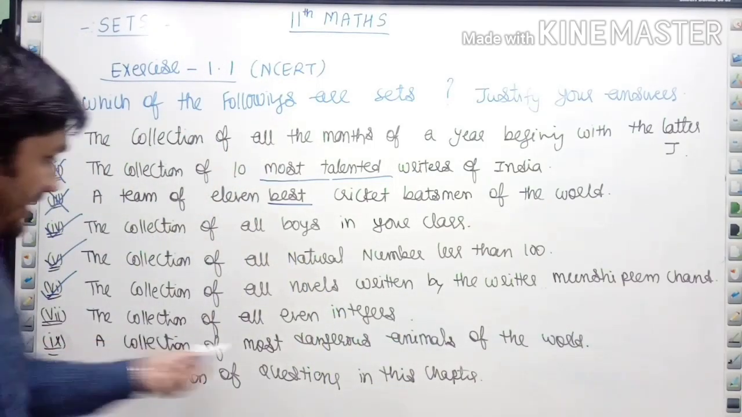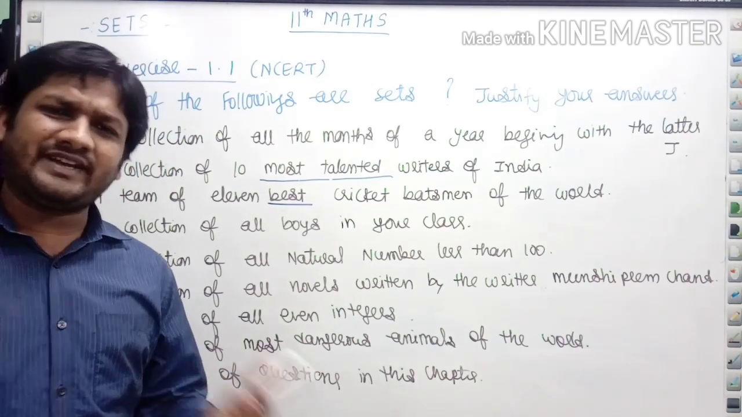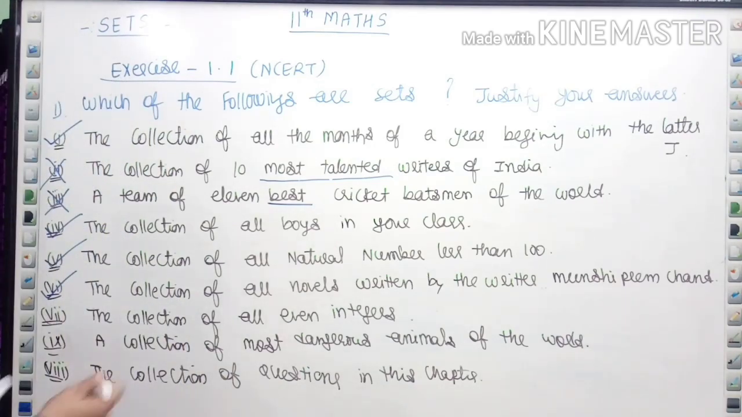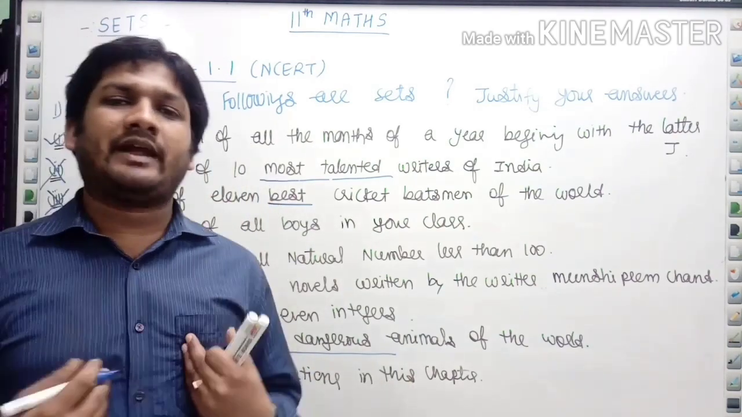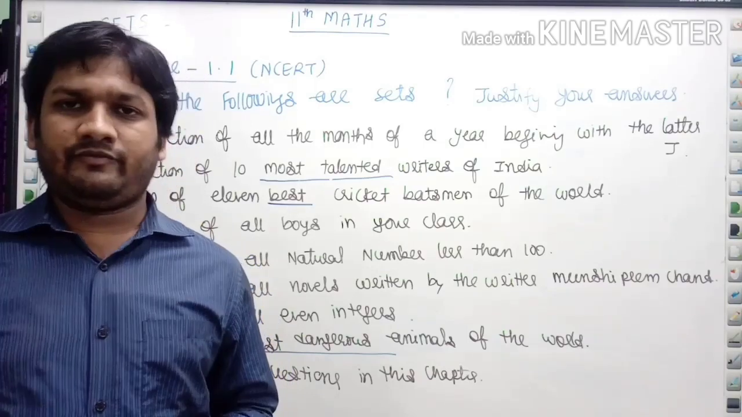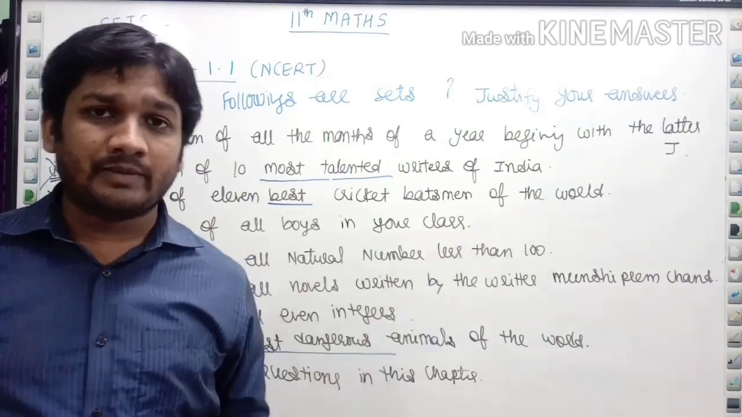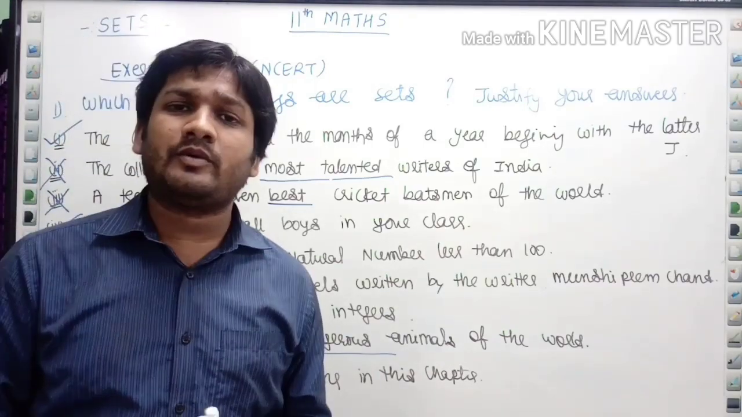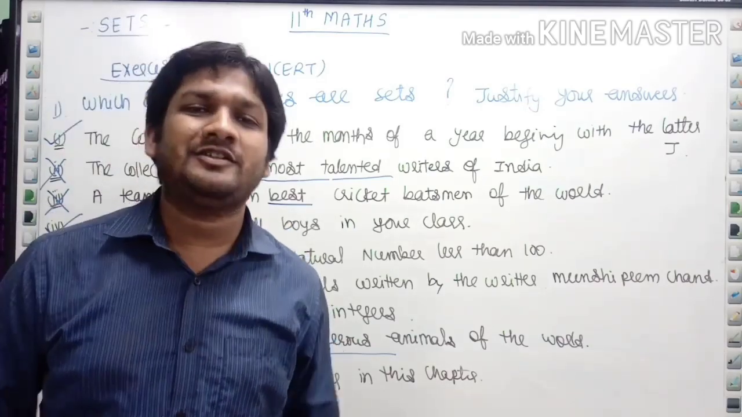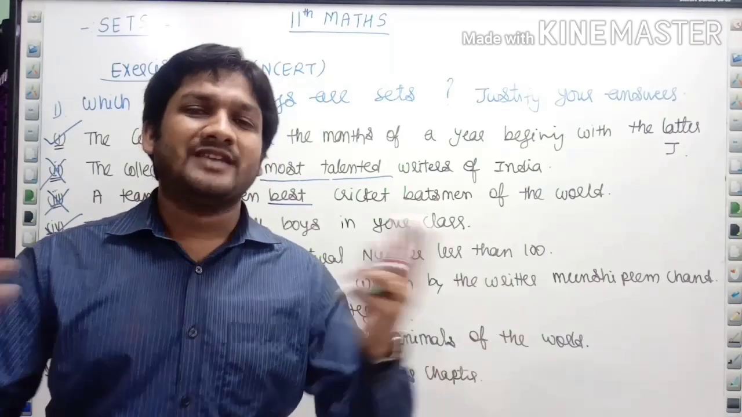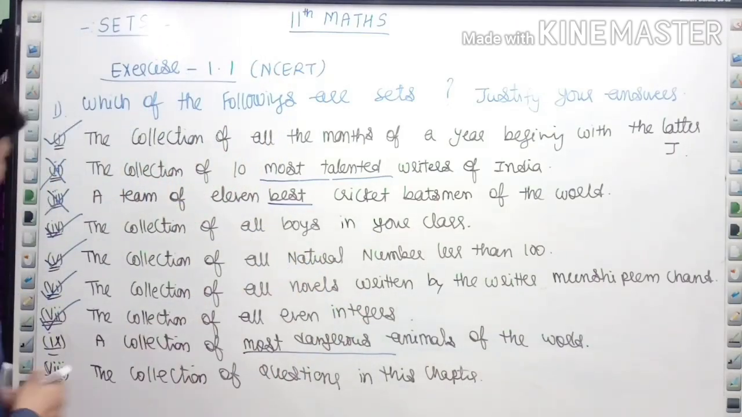Now next, the collection of even integers. Yes, we can easily identify whether an integer is even or not. The collection of 10 most dangerous animals. Again, most dangerous. Some animal can be dangerous for me. I may have fear because of some animal. You may have fear of some other animals. So it also depends on person to person, which is more dangerous, which is less dangerous. There is no parameter to check either. So this is not a set.